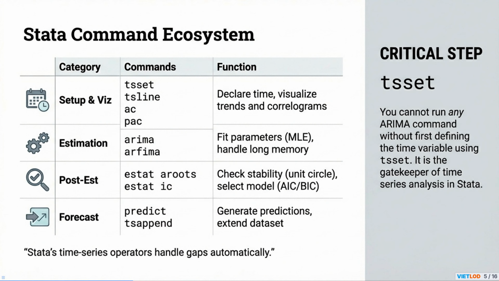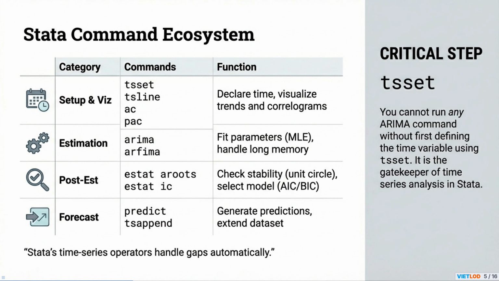For setting up your data and visualization, commands like tsset, tsline, AC, and PAC are essential. Tsset is the most critical first step. For estimation, Stata provides the ARIMA command, which uses MLE to fit the model parameters. After estimation, we use post-estimation commands like estat aroots to check model stability and estat ic to compare models using criteria like AIC or BIC. Finally, for forecasting, the predict command generates future values, and tsappend can be used to extend the dataset to hold these forecasts.